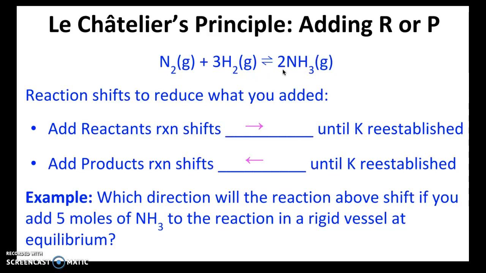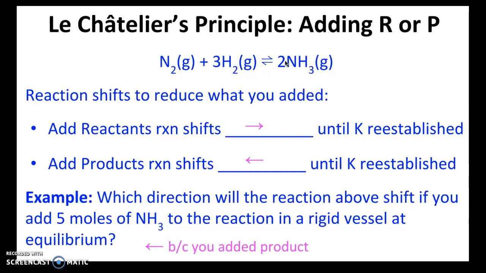All right, so let's take a look at this example. It says, which direction will the reaction shift above if you add 5 moles of NH3 to the reaction in a rigid vessel at equilibrium? So here we have this reaction. If we add NH3, 5 moles of it, what's going to happen? Which direction will it shift? Well, NH3 is a product, so if we add NH3, our product, to the reaction, it's going to shift to the left.